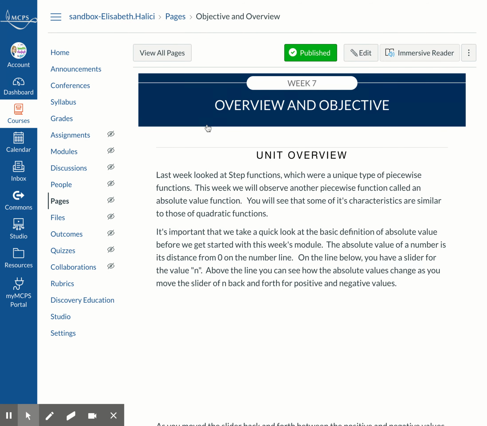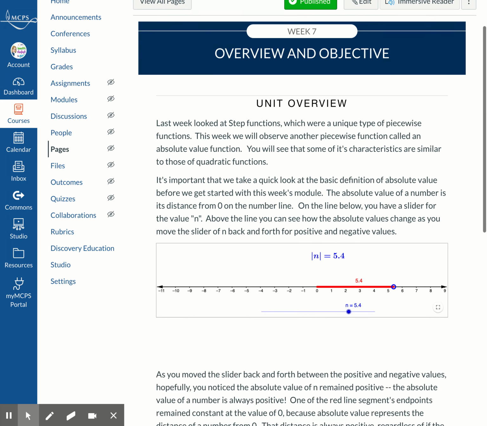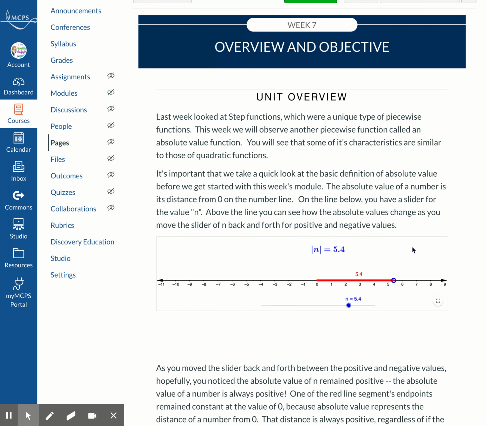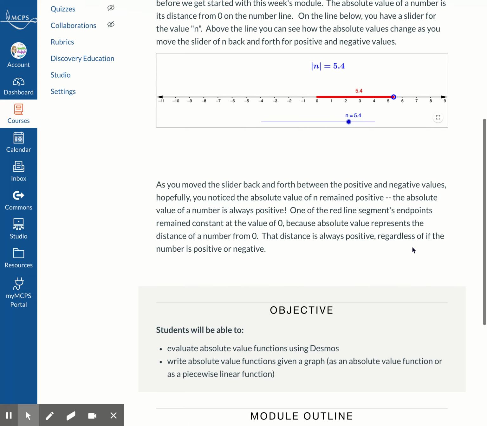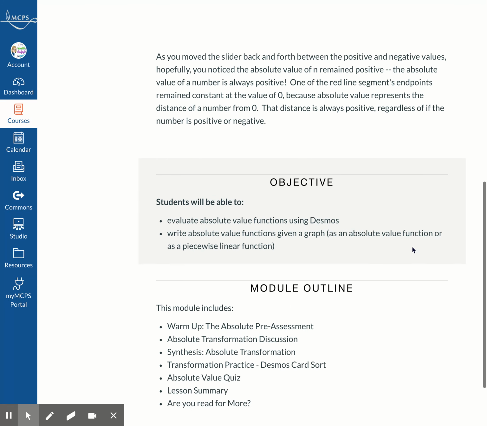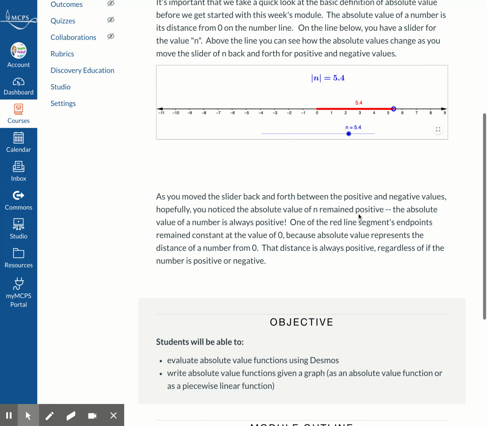The first page is giving students an overview of the activities they will complete during this module. Students are able to gain connections to previous learning content, such as step functions. Additionally, this page also reviews the definition of absolute value and provides students with a visual to clarify the meaning of absolute value. Lastly, this page provides students with the objective as well as the module outline.